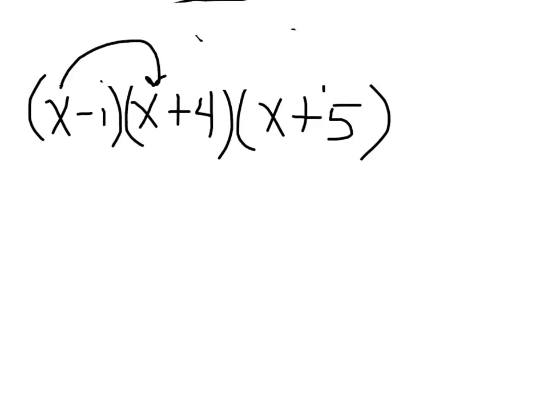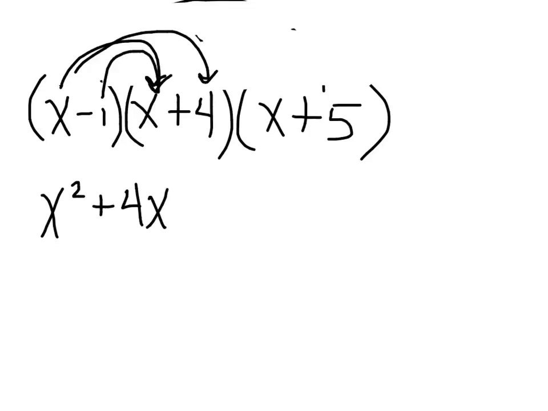These two can be multiplied together. What's x times x? X squared. What's x times 4? What's negative 1 times x? And what's negative 1 times 4?